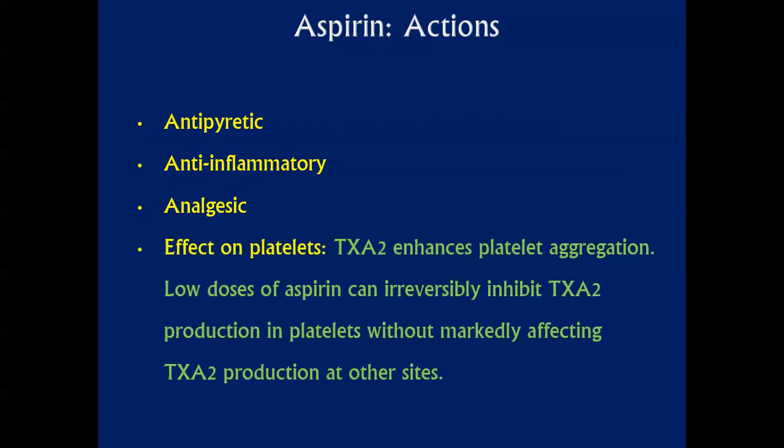Effect on platelets. Thromboxane A2 enhances platelet aggregation. Low doses of aspirin can irreversibly inhibit thromboxane A2 production in the platelets without markedly affecting thromboxane A2 production in other sites. That is why this is the drug of choice. Why? Can you explain why, without affecting other cells, only platelets? The question is, it does so in platelets without markedly affecting thromboxane A2 production in other sites.